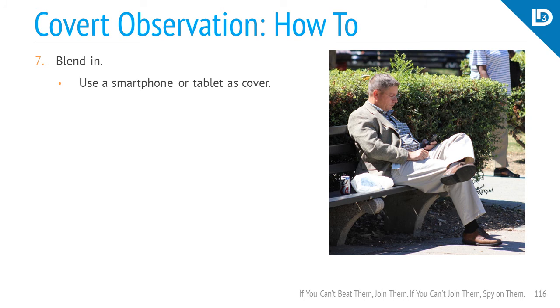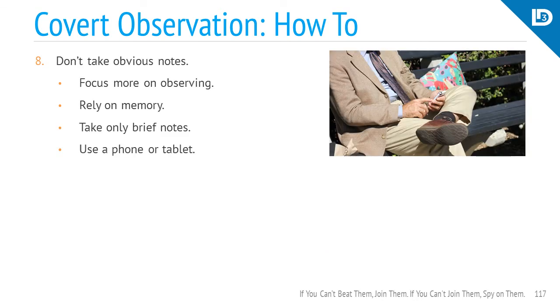A good thing to use is a smartphone or a tablet for cover. That gives you something to do when you're not looking at people. You can pretend like you're looking at your phone and doing something on there. You can't really take obvious notes, obviously, so you should focus more on observing and just rely on your memory. Take brief notes to jog your memory later.